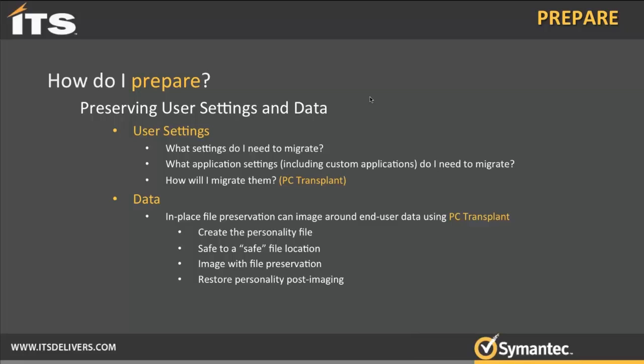So like I said, essentially what we're doing is we're creating a personality file for the user settings and data. We'll move it to a safe file location, like a network attached storage, or maybe even somewhere on the Altiris server. And after the image is laid down, then we can restore that personality to the endpoints.